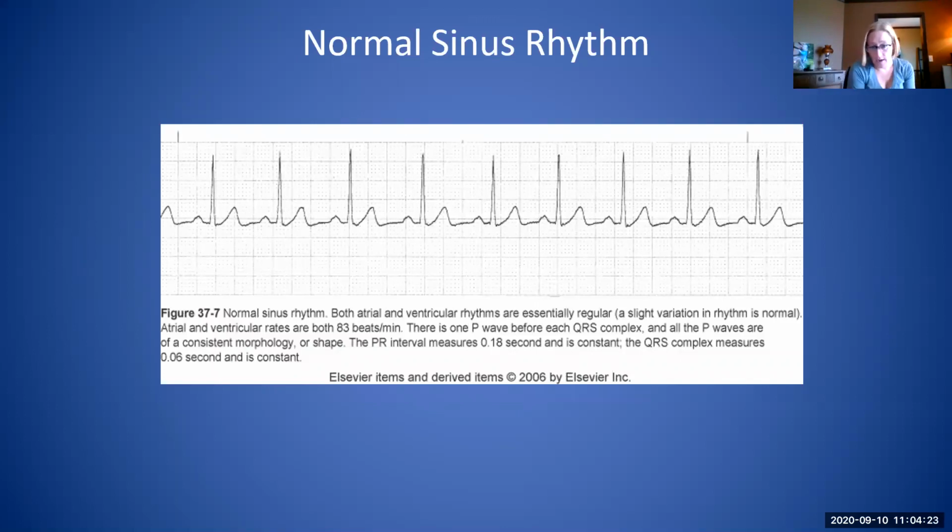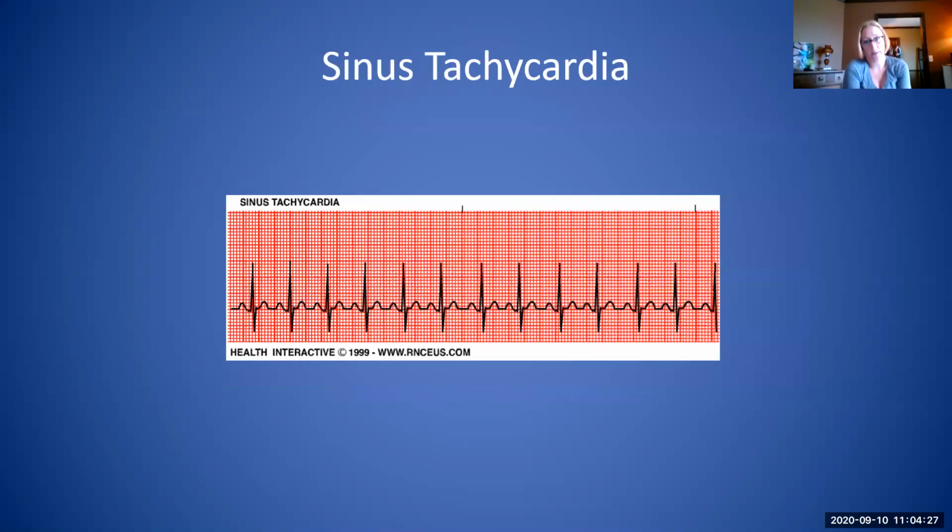Then we have sinus tachycardia. So it's still sinus rhythm. Everything's normal about it except for the rate. So what's our rate in this one? 120. Yep, 120. So everything else is normal except it's a rate of 120. So it's over 100, so it's tachycardia, sinus tachycardia.